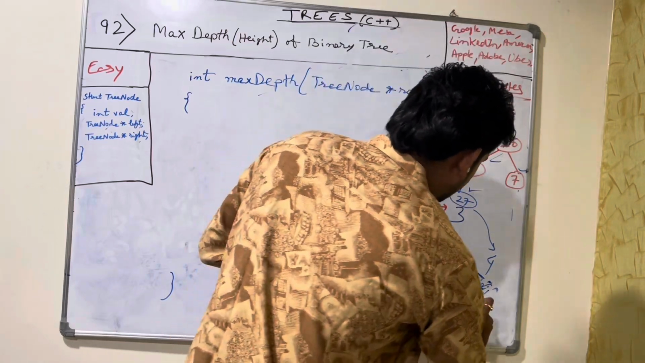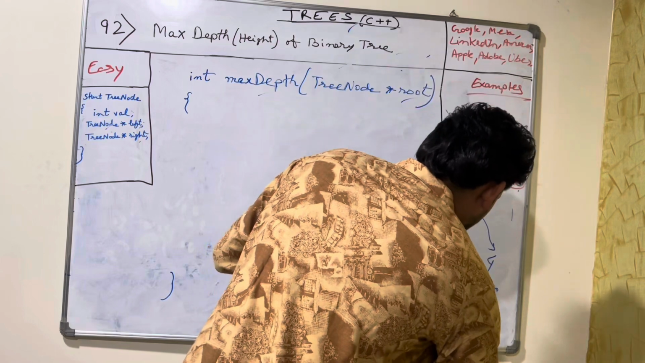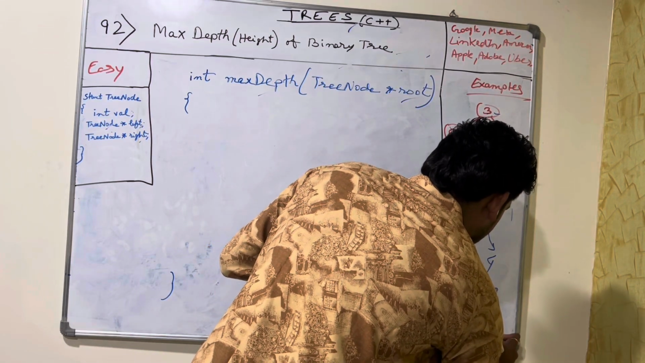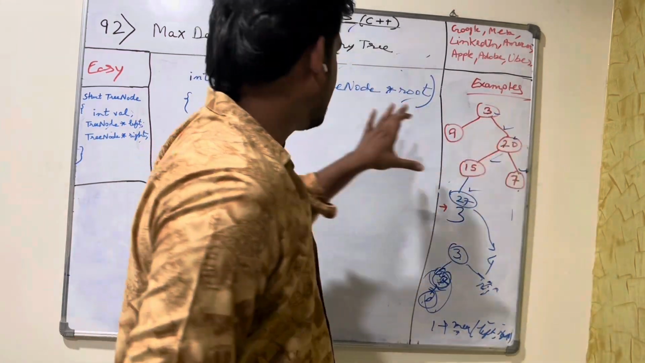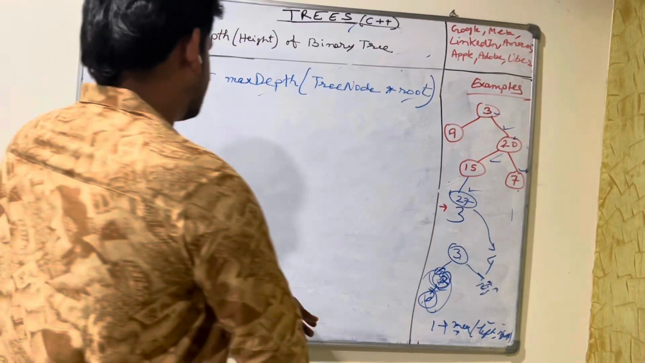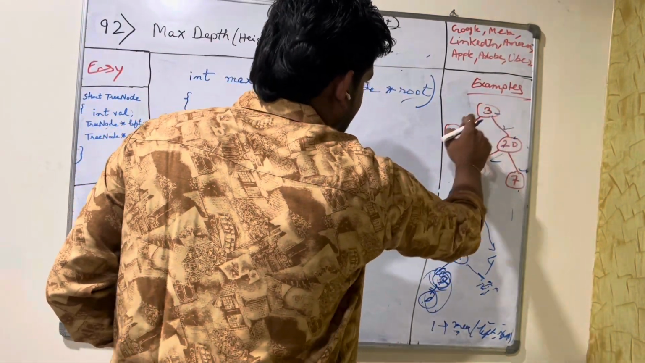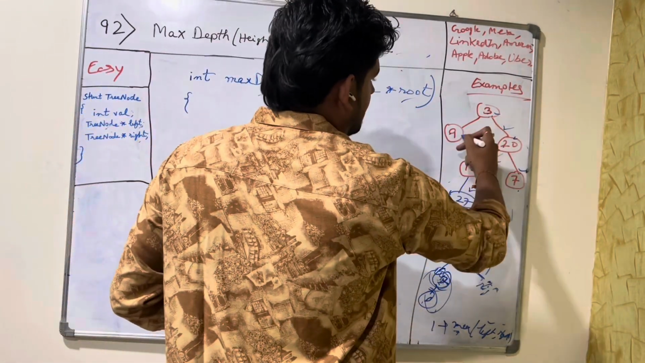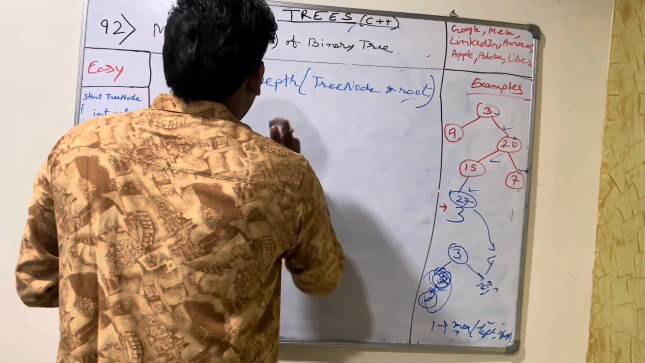So what is our answer? We check the left height, we check the right height, and we return 1 plus max of left and right. Correct? That is what we are going to do recursively. Whatever we do for this, the same thing has to be done for this. And whatever I accumulate will return back to this one, and this will return back to this one. You know recursion.